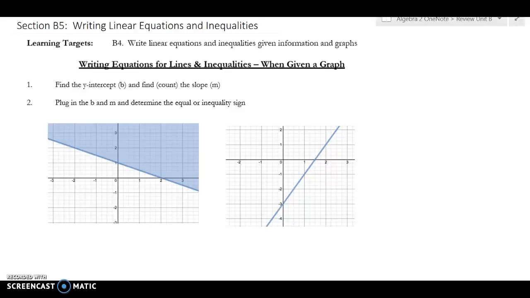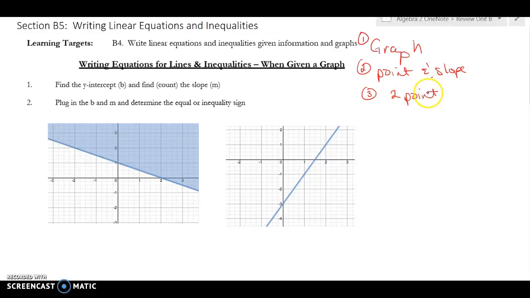All right, so what we're doing with this lesson is we're writing linear equations. There's three types of problems. I could give you a graph, I could give you a point and slope, or the third thing I could give you is 2 points. And if any of those scenarios happen, you should be able to write a linear equation from it.